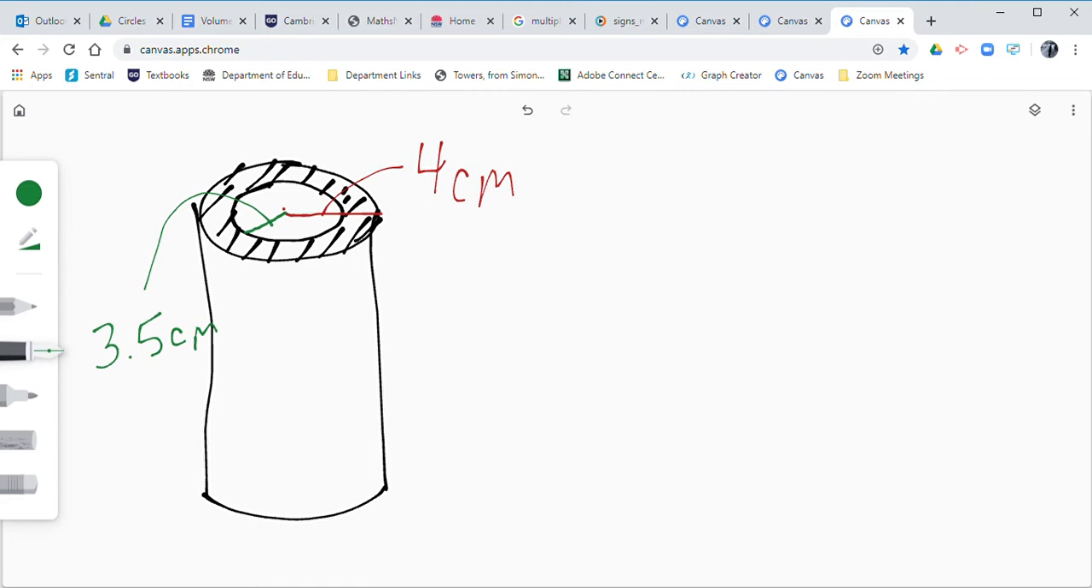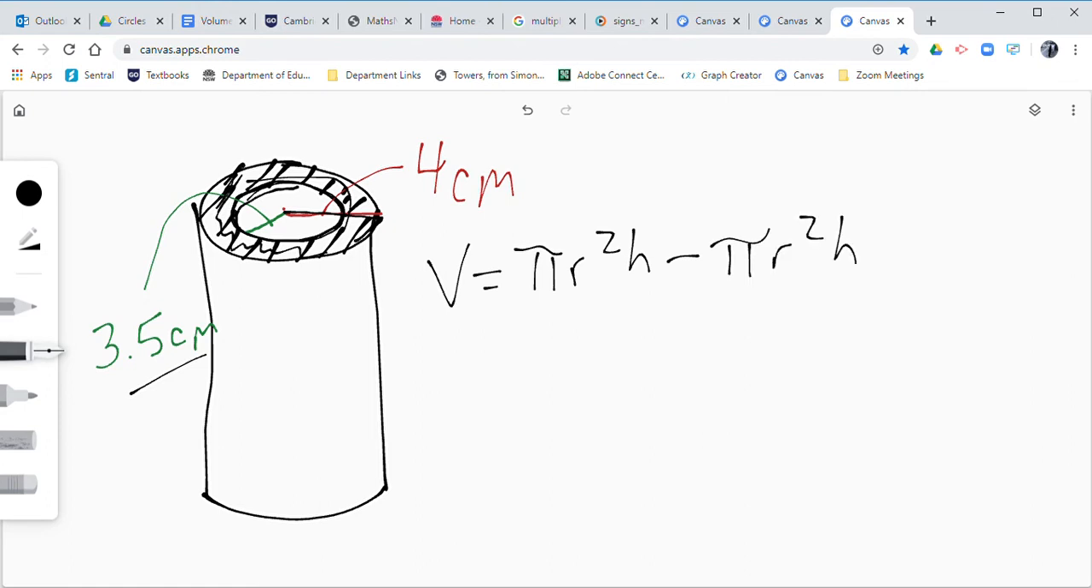Last example. In this example, you can see I'm only finding the volume of the shaded part. So what I'm going to do is find the volume of the entire shape, using this radius right here, and then I'll subtract the part in the middle. So volume equals pi r squared h of our outer part, subtract pi r squared h of the inner part.